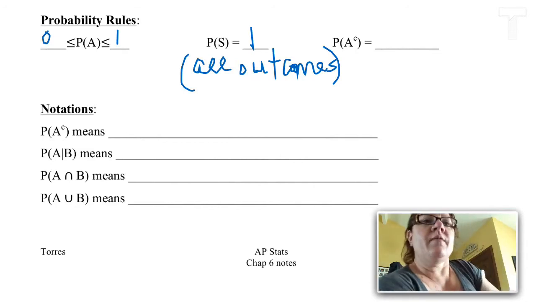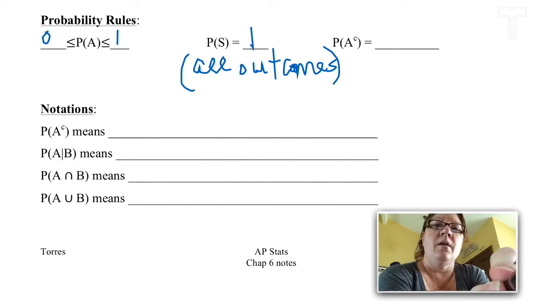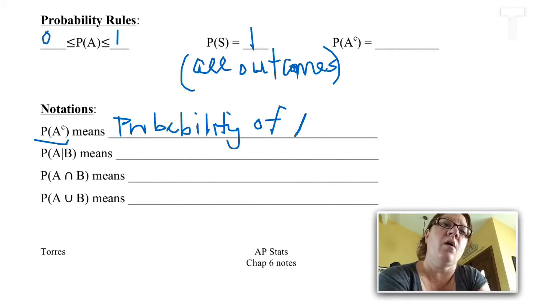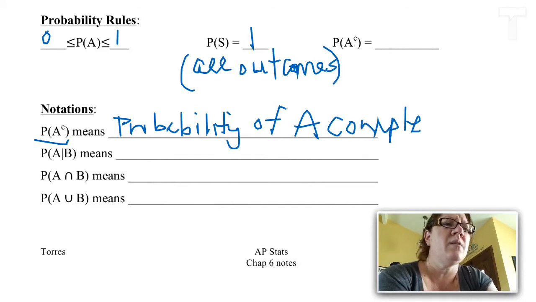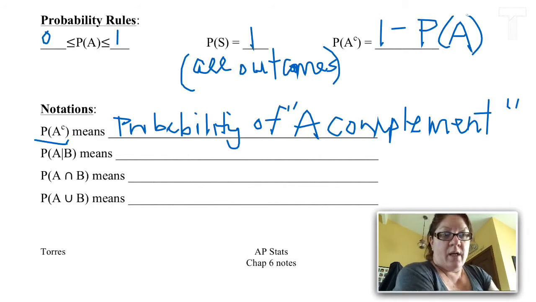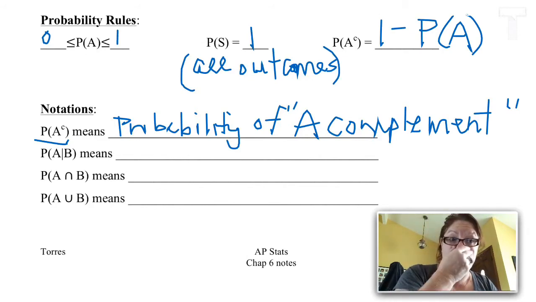And then probability of a complement, and I'm going to note that down here, means probability, that's how we read it, of a complement. And really what that means is not A. So it's going to be 1 minus the probability of A. So 20% chance of rain, which means there's an 80% chance of not rain, or rain complement.